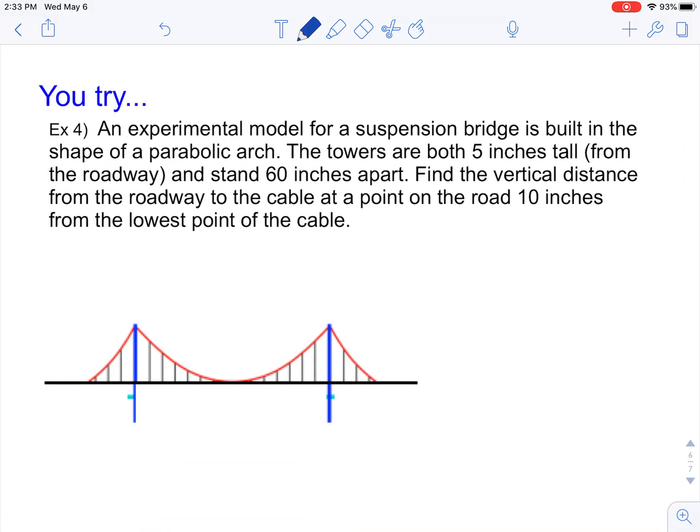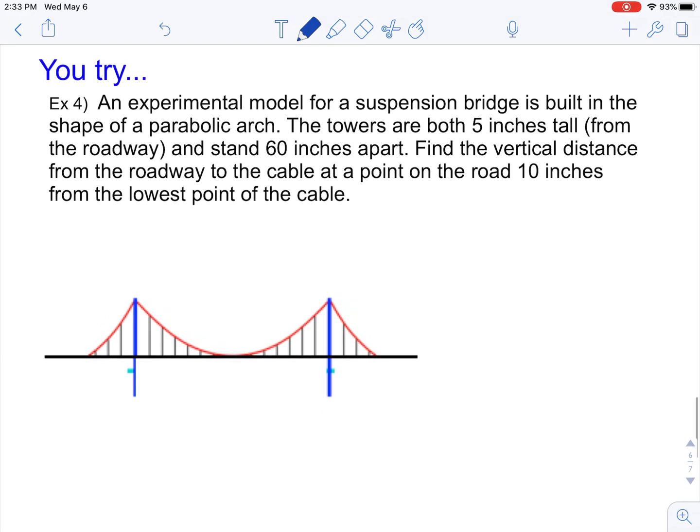Okay, one last example. Technically, this would have been a U try, but we're going to go through it together here. An experimental model for a suspension bridge, once again, we're talking about a model, is built in the shape of a parabolic arch. The towers are both 5 inches tall from the roadway. So again, if we start labeling some things on the picture, here's the road. The tower is 5 inches tall. We also know that the towers stand 60 inches apart.